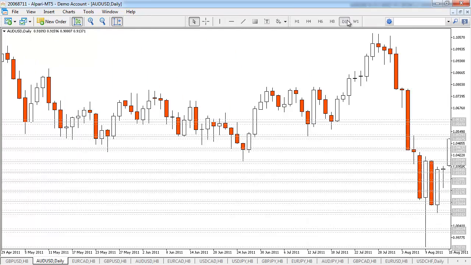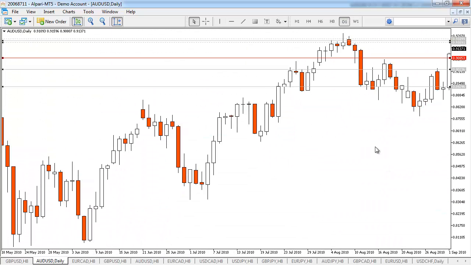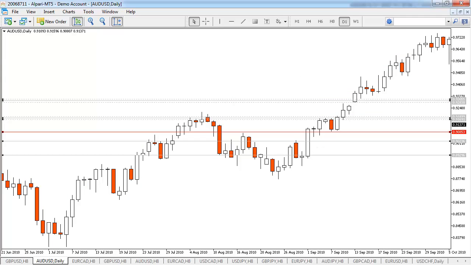I'm going to switch to daily again just so it's easier to drag back. We can see as price broke up through here, struggled, came up, bounced from there. You see price bounce pretty convincingly from there. Wick bounce here.